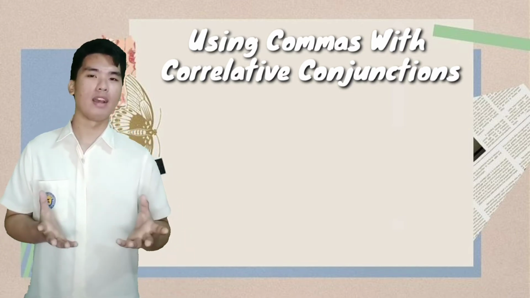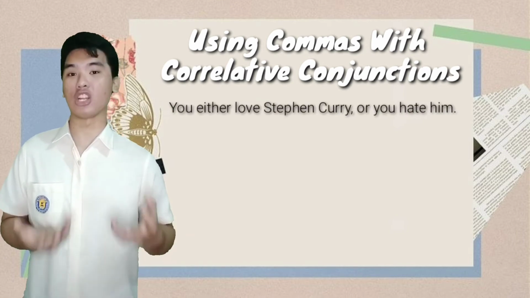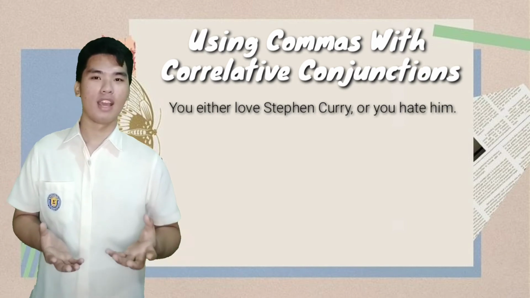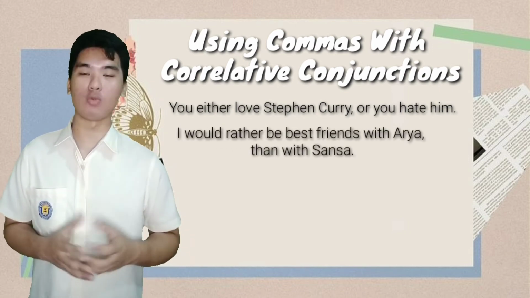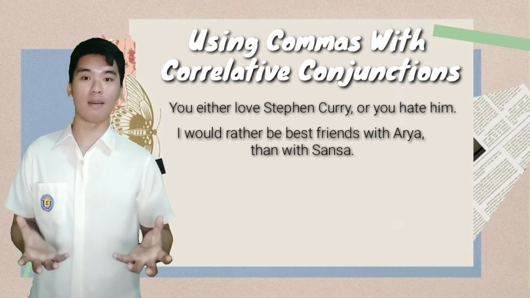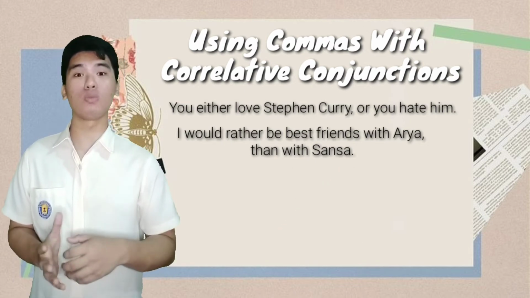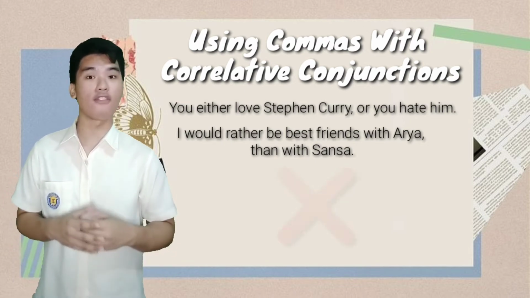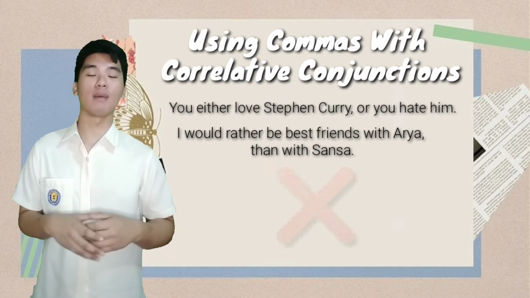For example, the first sentence is, you either love Stephen Curry or you hate him. Second sentence would be, I would rather be best friends with Arya than with Sansa. So as you can see, all of the commas in the two example sentences given are incorrect, because as a general rule, there should not be a comma between a pair of correlative conjunctions. But there are of course some exceptions.